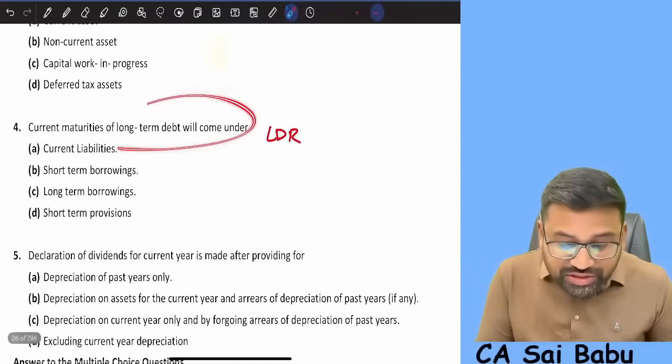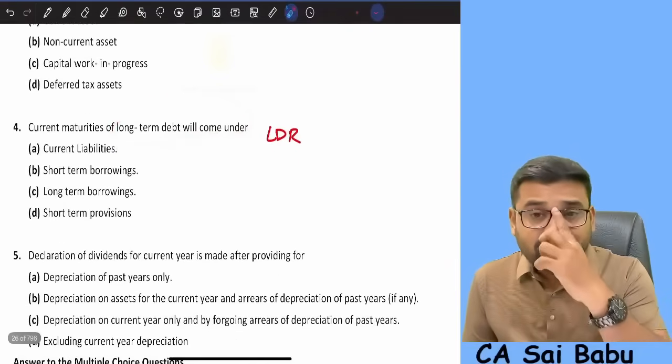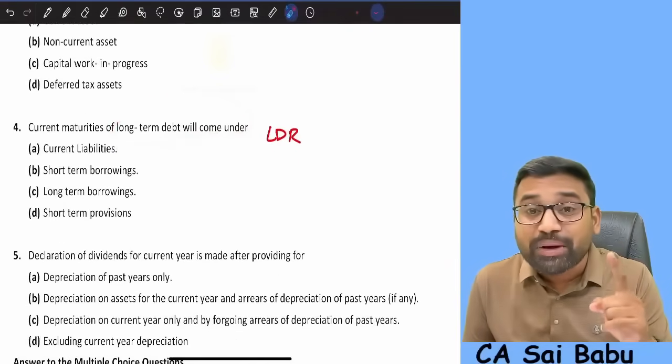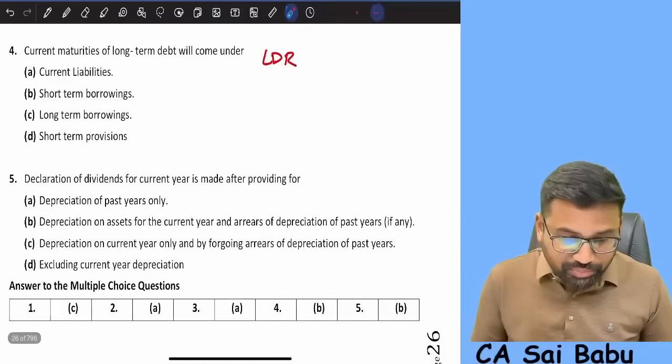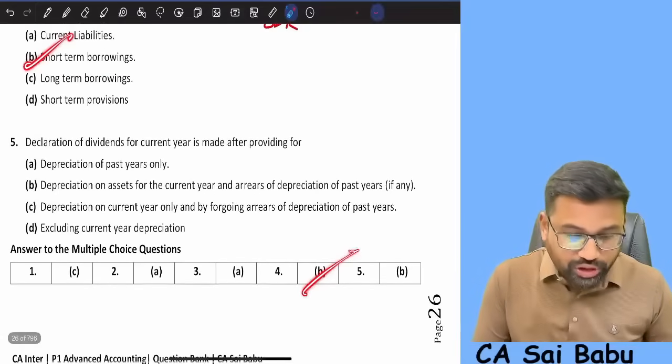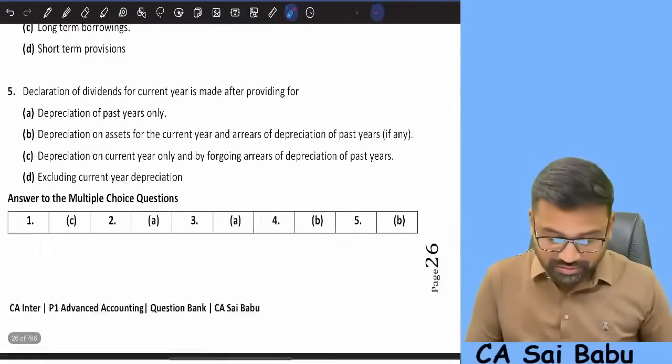Next, current maturities of long-term debt as per Schedule 3. Current maturities of long-term debt will be shown as a part of short-term borrowings. Understand, very, very important: short-term borrowings. Don't show it as other current liabilities.